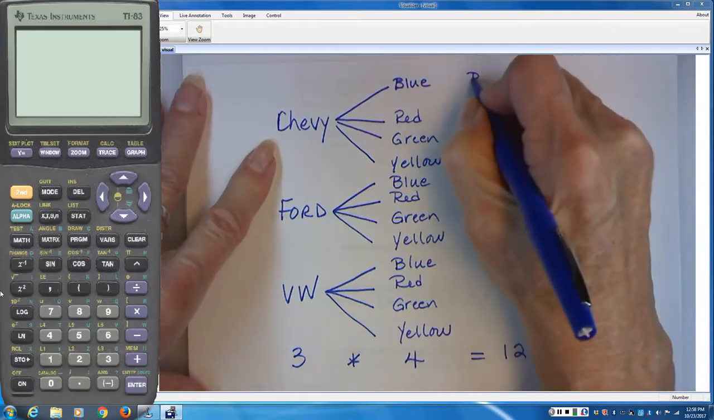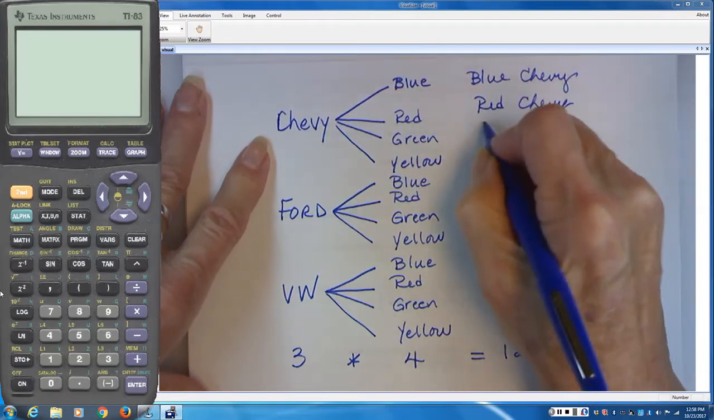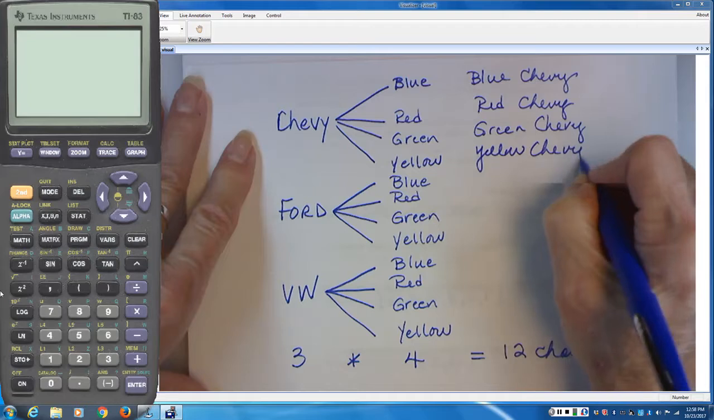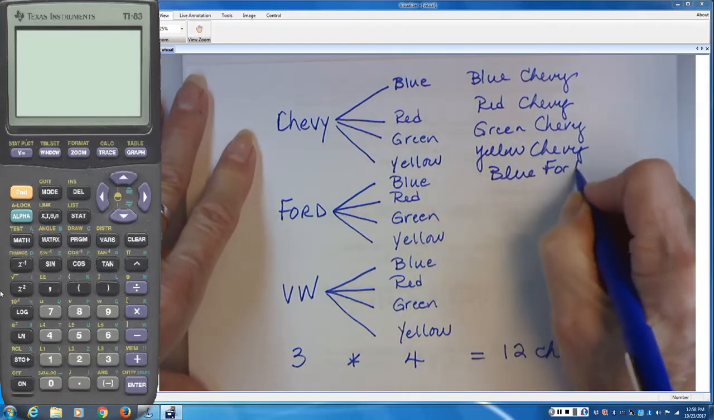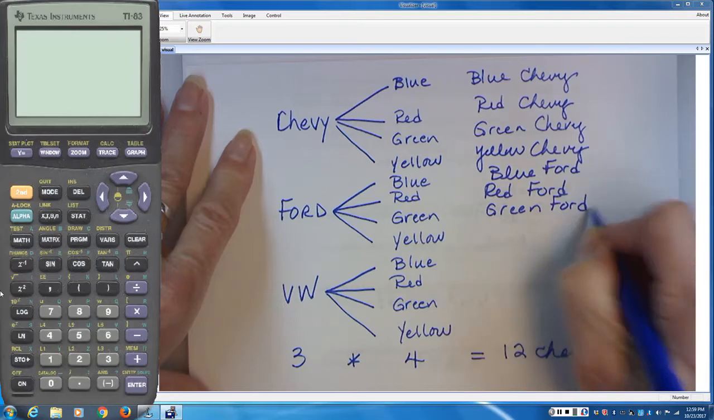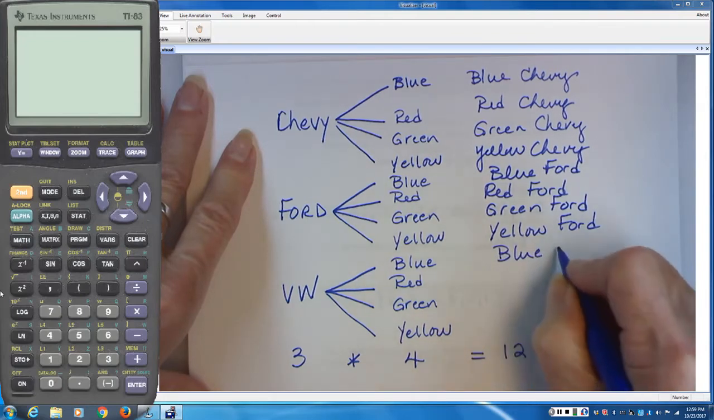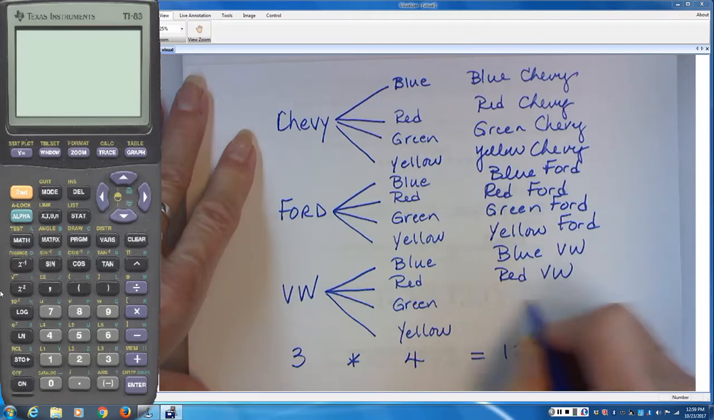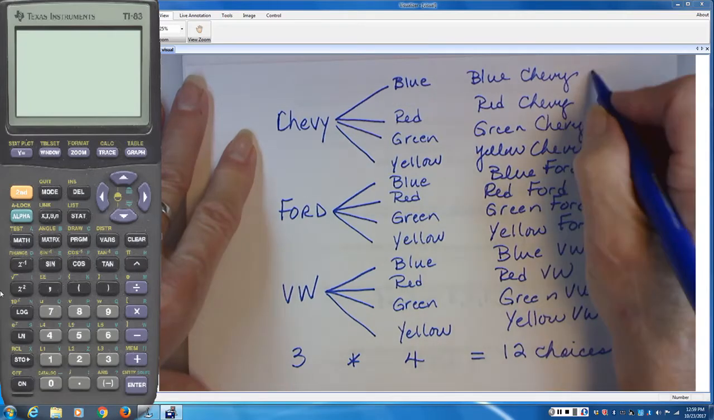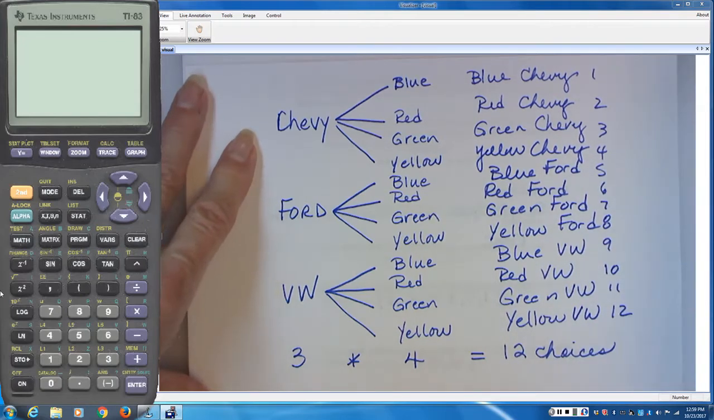And those choices are the blue Chevy, a red Chevy, a green Chevy, a yellow Chevy, a blue Ford, a red Ford, a green Ford, and a yellow Ford, or a blue VW, a red VW, green VW, and a yellow VW. 1, 2, 3, 4, 5, 6, 7, 8, 9, 10, 11, 12 choices.